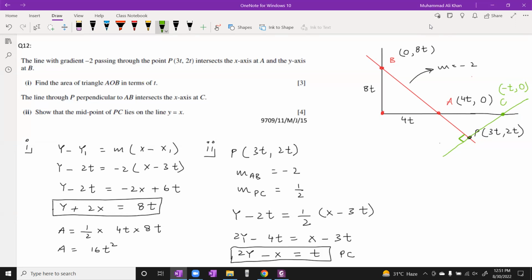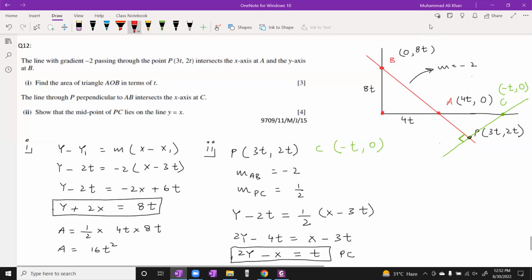PC लाइन की इक्वेशन आ गई. इसमें मैंने क्या रखा? y को 0 रखा, तो x की वैल्यू क्या आई? -t. तो C के कोऑर्डिनेट्स भी आ गए हमारे पास, (-t, 0). एनी कंफ्यूजन? C के कोऑर्डिनेट्स निकाल लेते हैं. हमें ग्रेडियंट के फॉर्मूला से तो आ नहीं सकते थे, क्योंकि ग्रेडियंट की वैल्यू है हमारे पास हाफ. ठीक है. ओके, सो नाउ P आ गया, C आ गया.